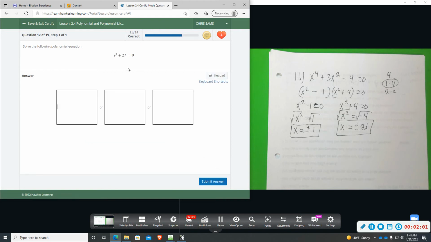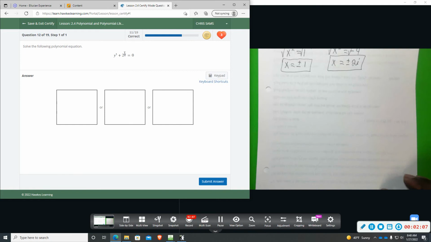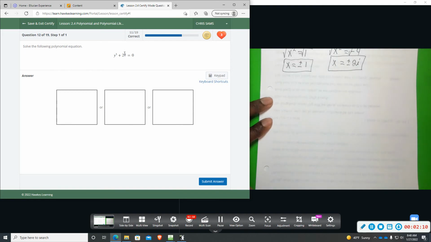Alright, we got something new. It's been a little while. This is sum or difference of cubes. Let me give you those formulas. There's 2 of them. With difference of squares, it has to be subtraction. With cubes, it could be addition or subtraction.